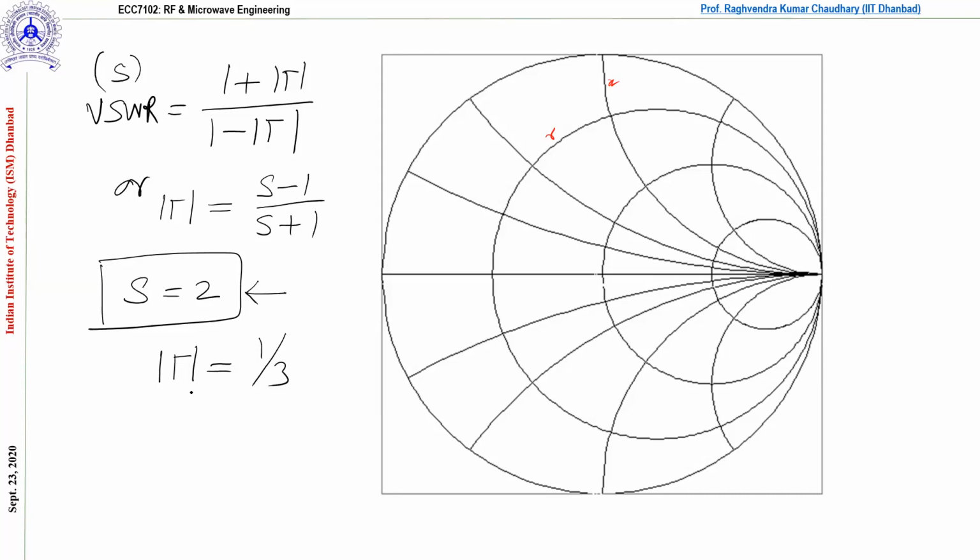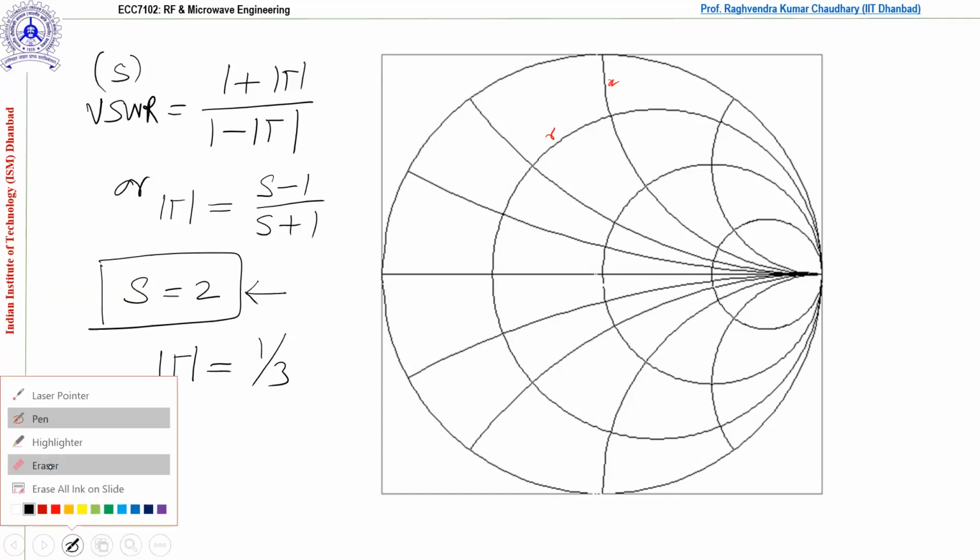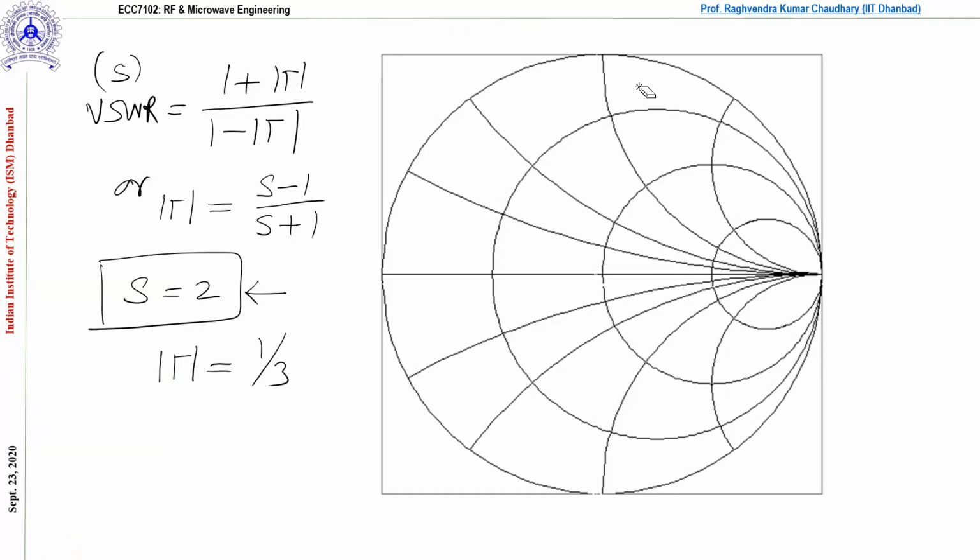So you can plot it over here, and I'll tell you about the different scales over the Smith chart. Now let us see a very important thing, the Smith chart in terms of polar coordinates.